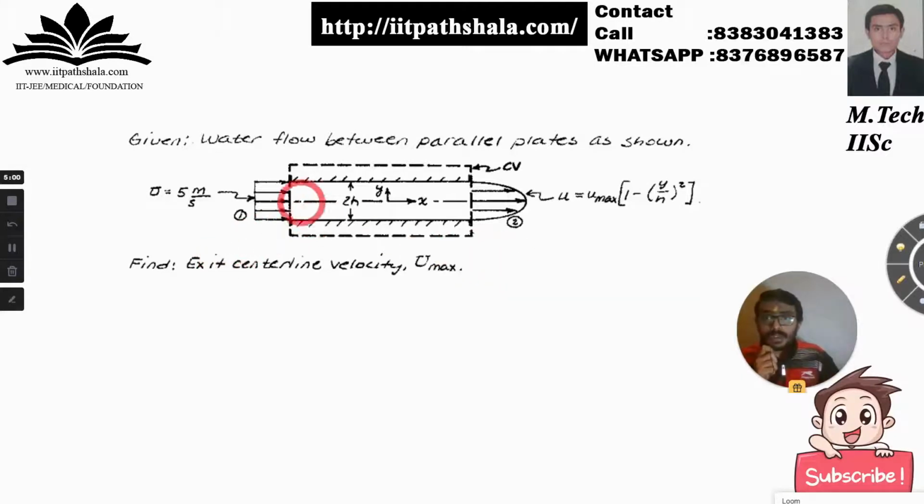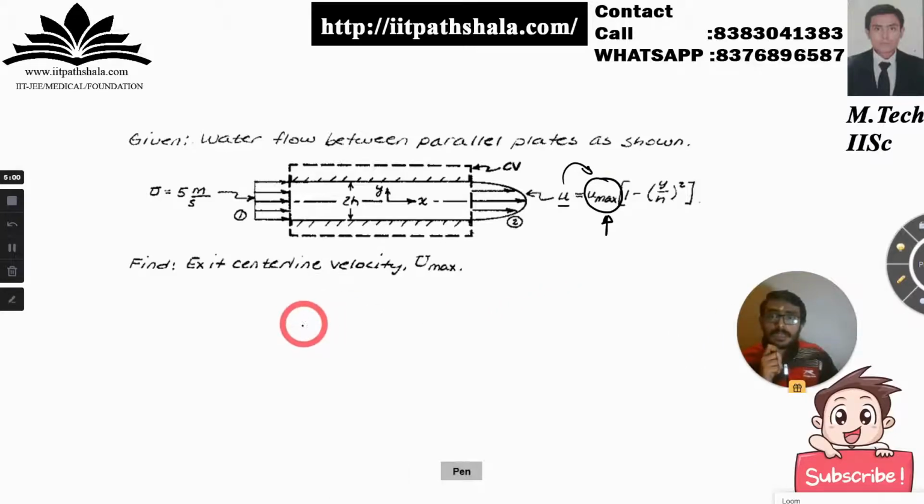Okay, so in this question, you are given a pipe. You are having an entry velocity of the water as 5 meter per second. And as you can see, at the exit there is a variation of the velocity, which is as follows. You need to find this maximum velocity over here, the maximum center line velocity. The variation is given to you at the exit itself.